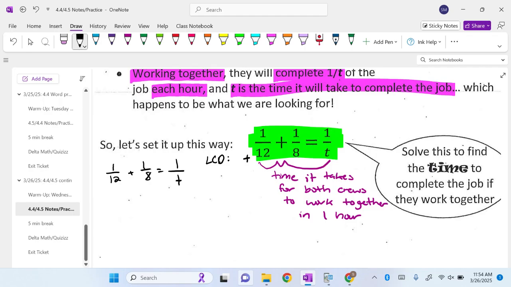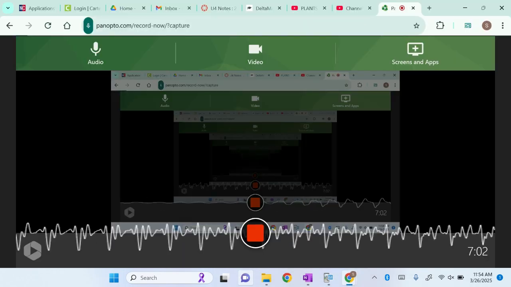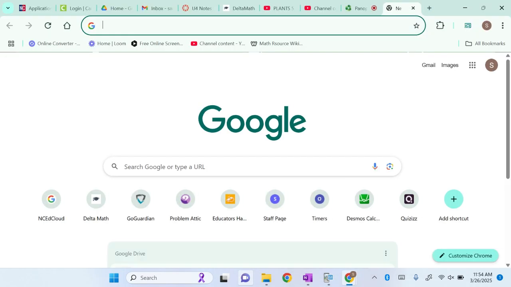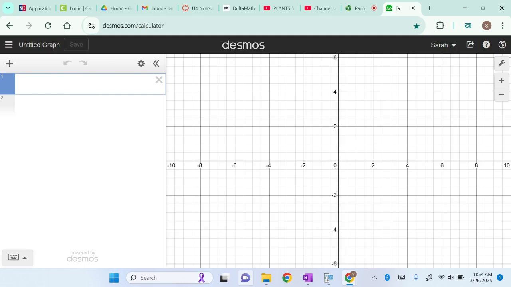24. So 24 would work. Now, if you had issues figuring that out, because least common multiples can be a bit more difficult than GCFs, here's a little trick. Remember how I showed you how you can find greatest common factors in Desmos? You can also find least common multiples.